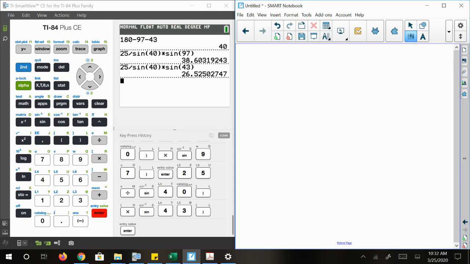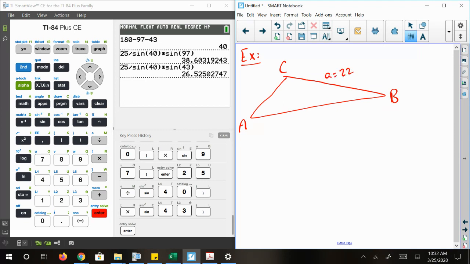So same directions as before. Okay, let's take a look here. I'm going to call this, we'll go A, B, C. Okay, and I'm going to tell you that side A is 22 units. Side B is 12 units. And angle A is 42 degrees. Okay, and we're solving for all the missing sides and angles.